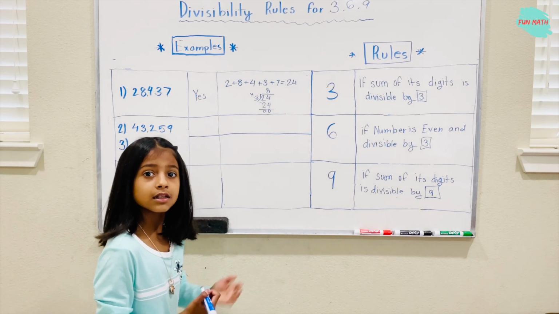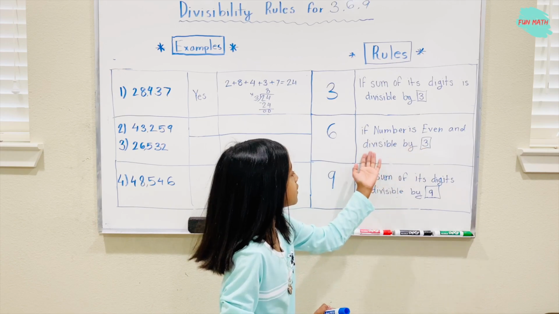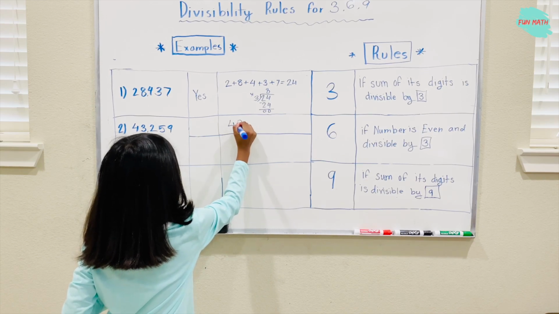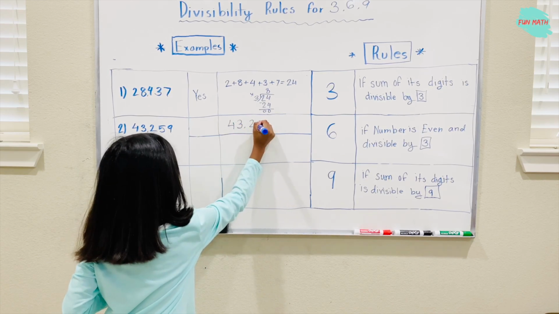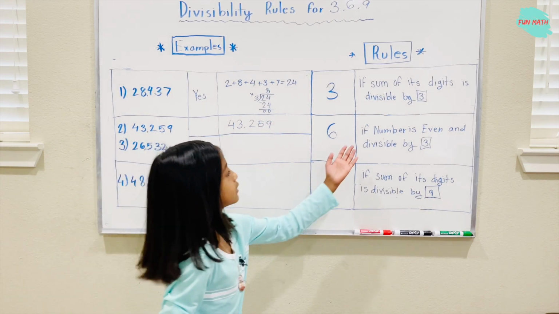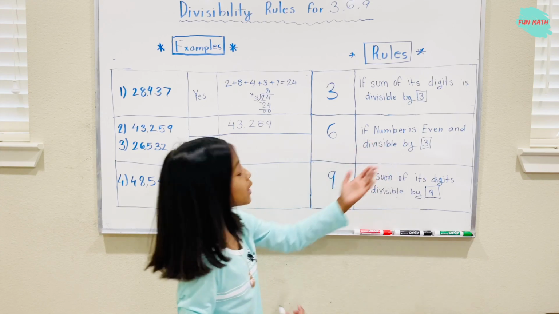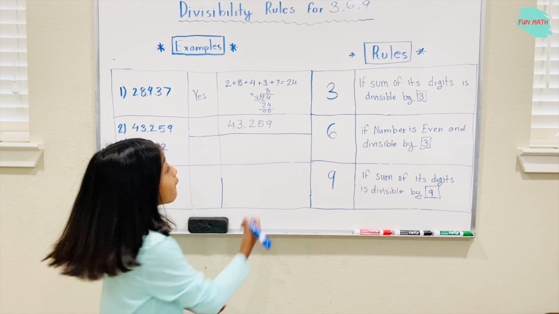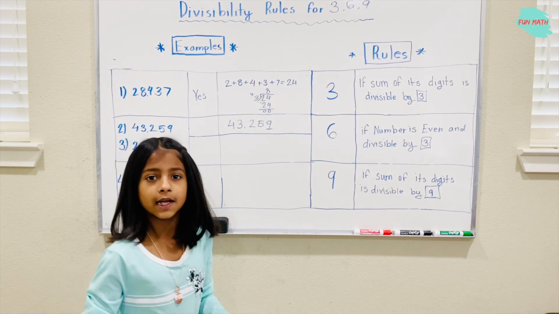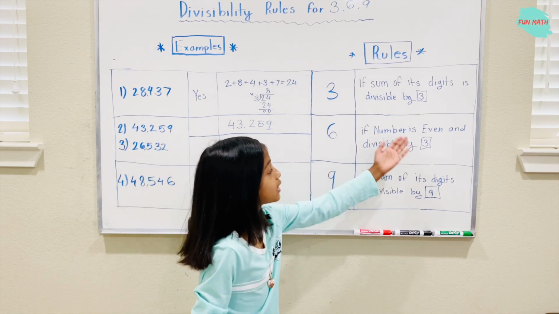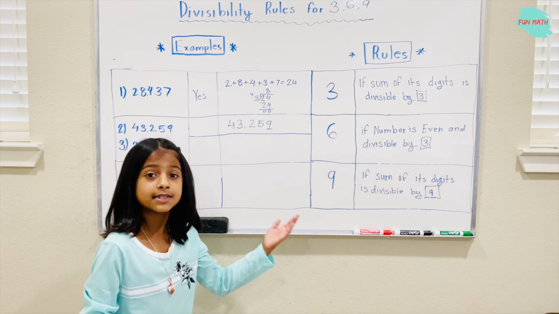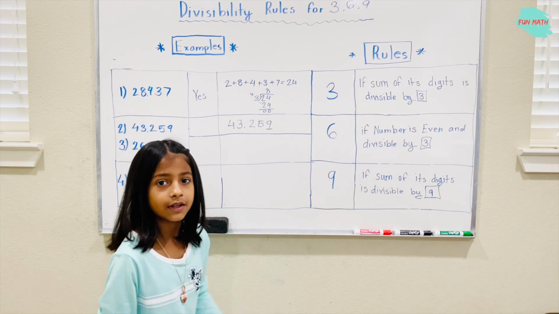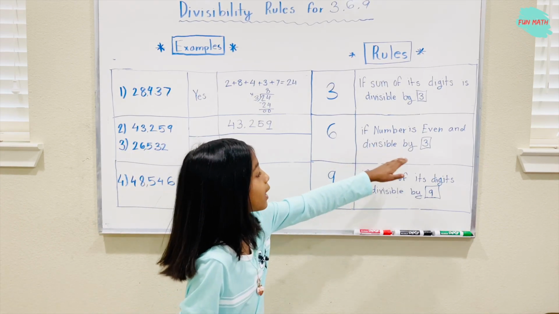Is 43,259 divisible by 6? Let's check if the number is even and divisible by 3. Okay, let's rewrite the number right here. 43,259. So now it's asking, we have to check if it's an even number. So let's go to the last digit and check if it's even or odd. If you see here, 9 is an odd number. But it's telling us that it has to be an even number to be divisible by 6. But it's an odd number. So you can't move on because you already know it's not even. Then you can't divide it by 3.